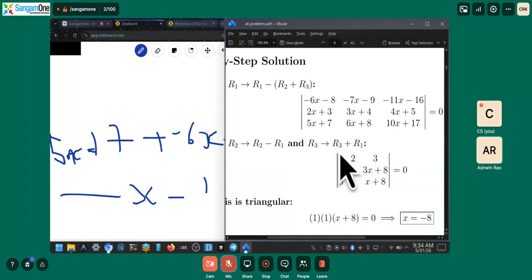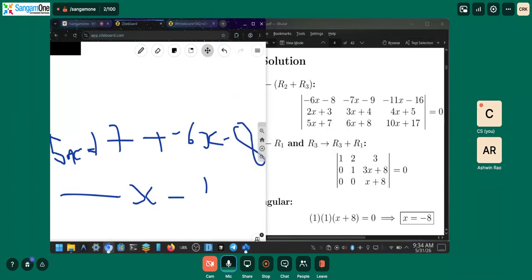You have to expand it for a little better understanding. Any doubts in expanding the row operation and all? Proceed, Ashwin. I'm not fully understood, but you proceed. Okay, okay.